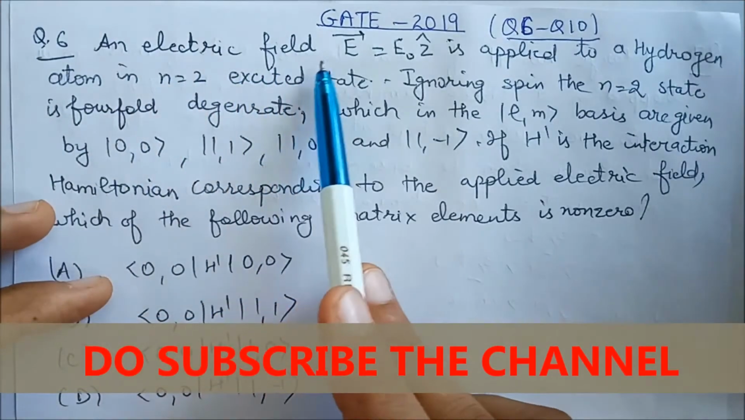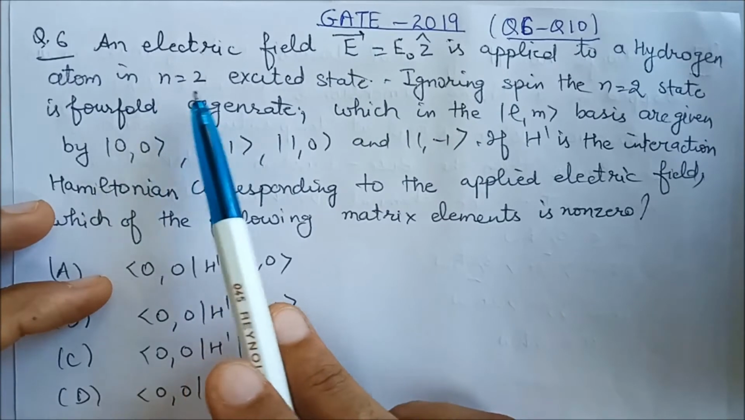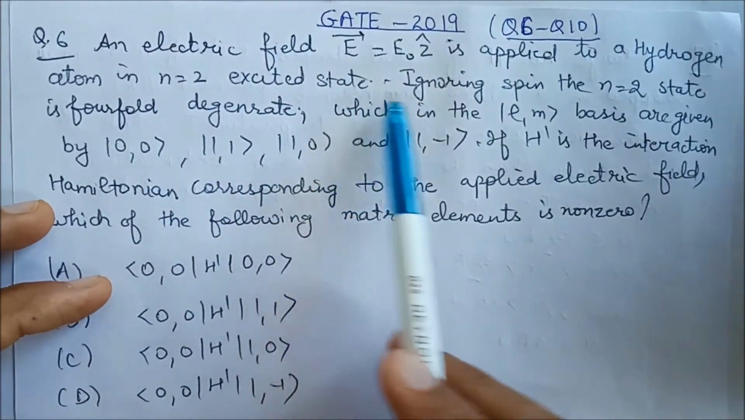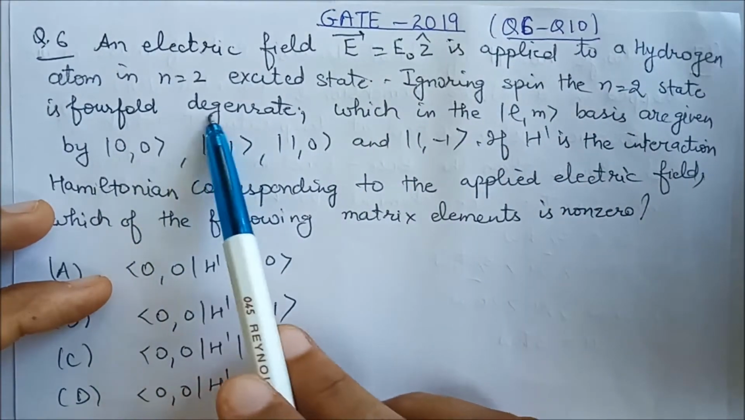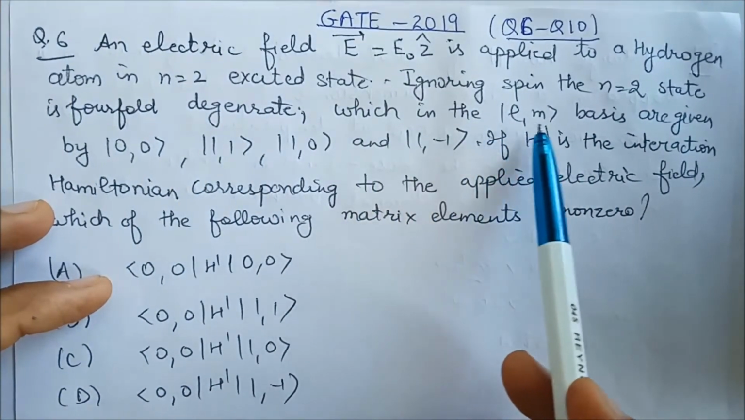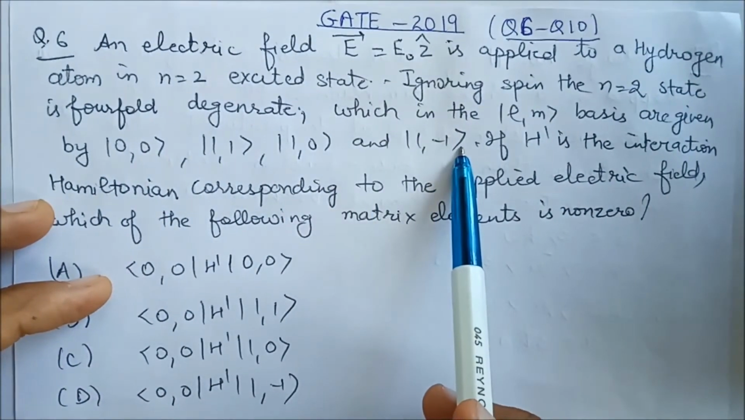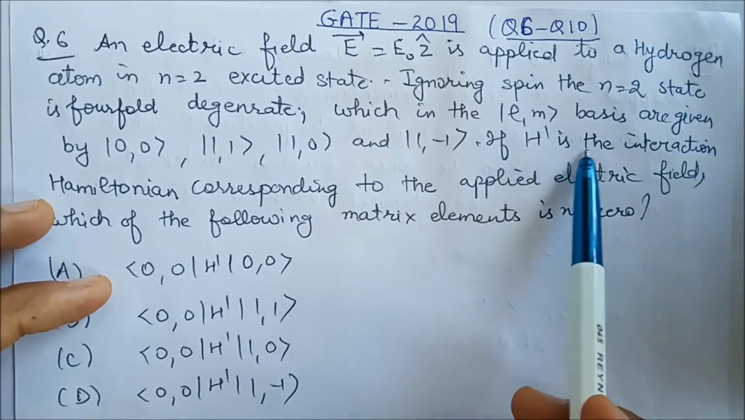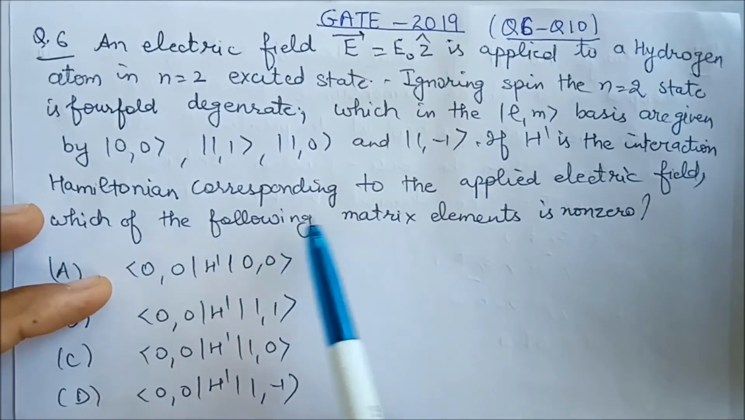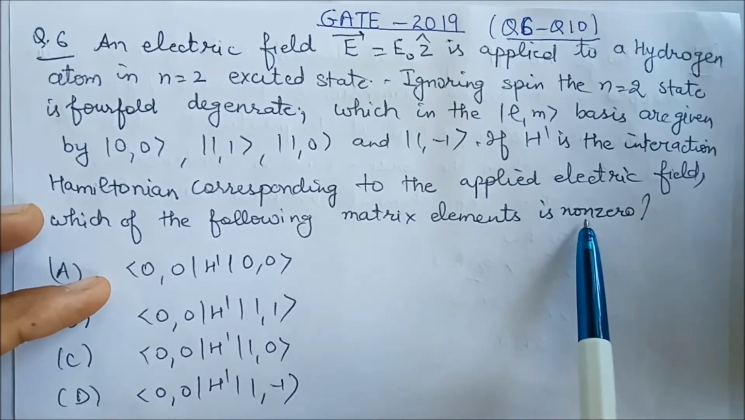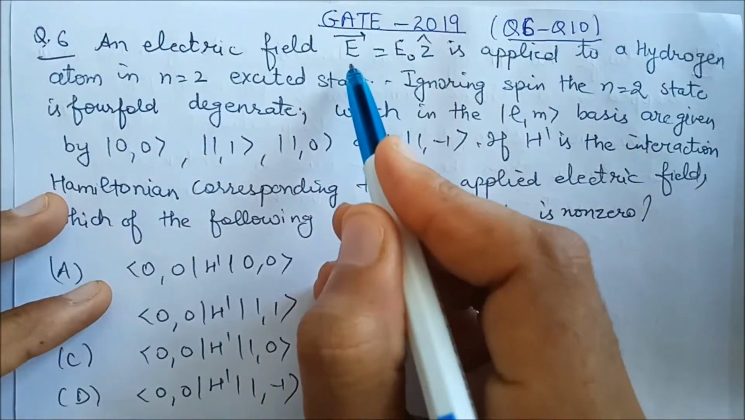An electric field E equal to E naught Z cap is applied to a hydrogen atom in the n equal to 2 excited state. Ignoring spin, the n equal to 2 state is fourfold degenerate, which in the LM basis are given by |0,0>, |1,1>, |1,0> and |1,-1>. If H dash is the interaction Hamiltonian corresponding to the applied electric field, which of the following matrix elements is non-zero? So here an atom is placed in an electric field.